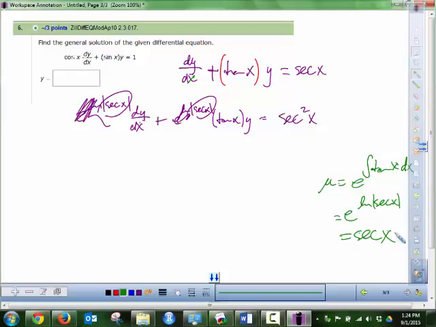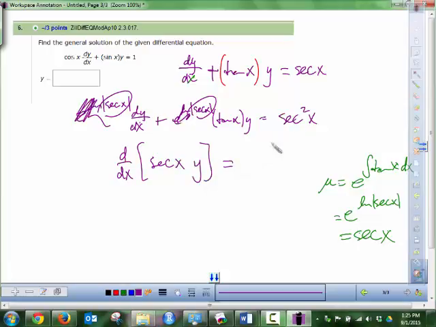Okay. Antiderivative. Well, we know that this is going to be the derivative of a product, right? And the product is going to be secant of x times y, and then the other side is just the other side. And so if you take the integral of both sides, we just have secant of x times y, and then now the integral of this thing.